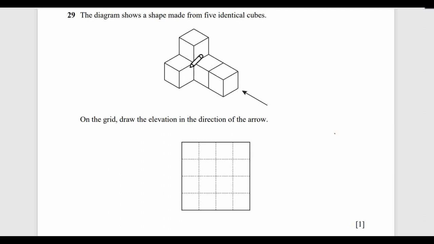1, 2, 3, 4, 5 down there. It's invisible. So on the grid, draw the elevation in the direction of the arrow here. Elevation, 10 seconds from now.